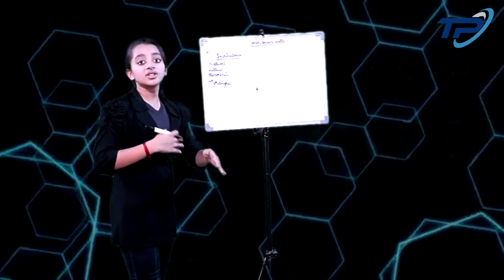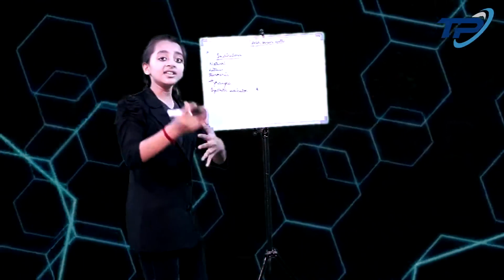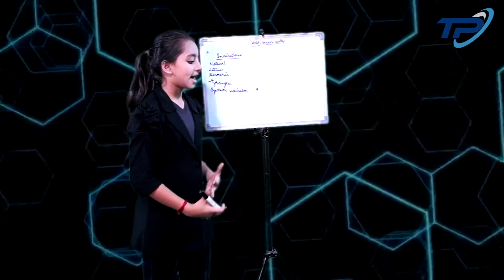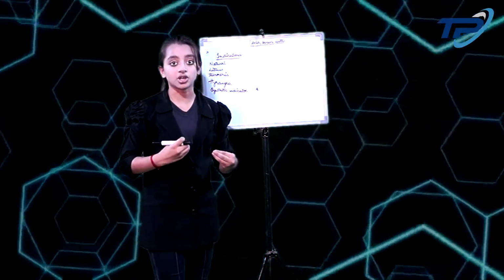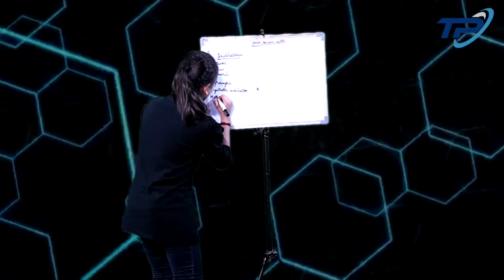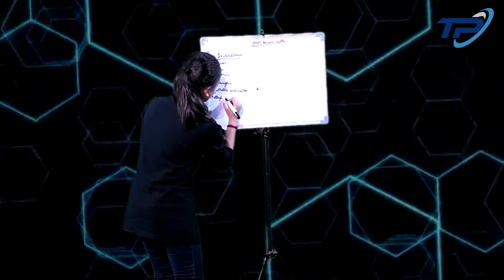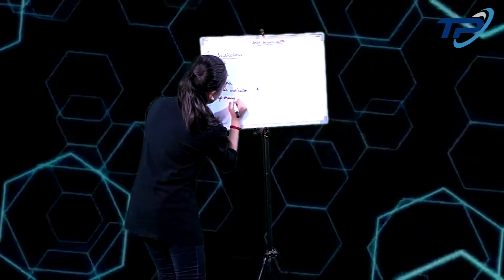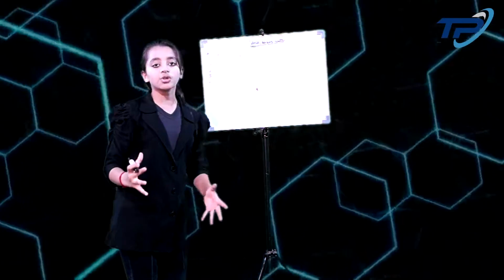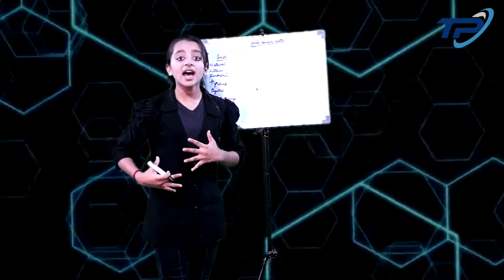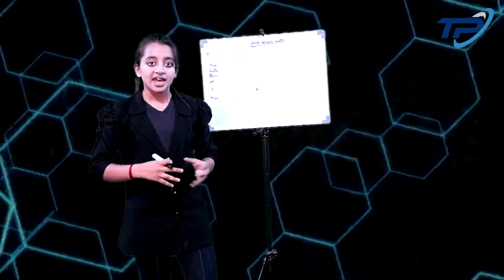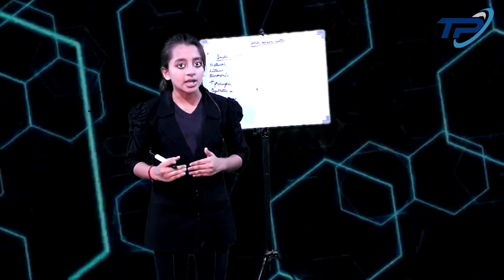Now I'm going to go on to the synthetic indicators. These are indicators which are prepared in laboratories, so they cannot be found in nature. One of the indicators of that type is methyl orange. As the name indicates, its neutral color is orange, and when we add it to an acid, its color changes to red, and when we add it to a base, it's yellow in color.